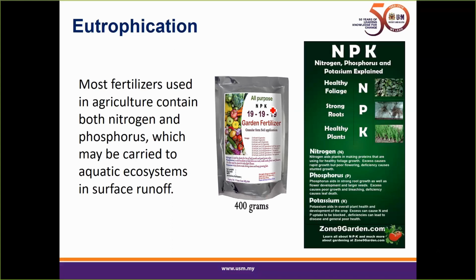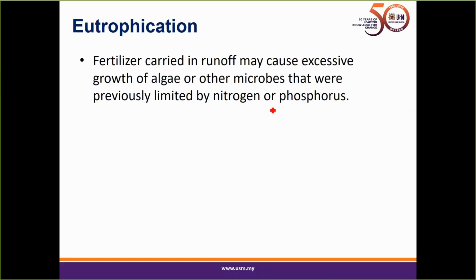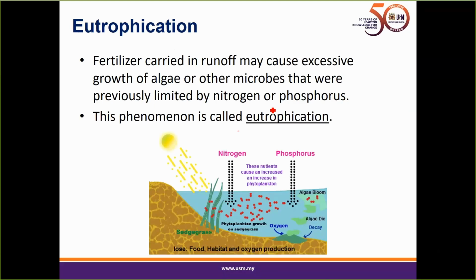In this case, nitrogen is used in making protein for production of healthy foliage growth. Phosphorus aids in strong root growth as well as flower development and larger seeds. So we use a lot of nitrogen and phosphorus in our fertilizer. Fertilizer, once it's used in our crops or in our plants, carried in runoff may cause excessive growth of algae, or algae overnourished, or other microbes that were previously limited by nitrogen or phosphorus. And this phenomenon is called eutrophication.